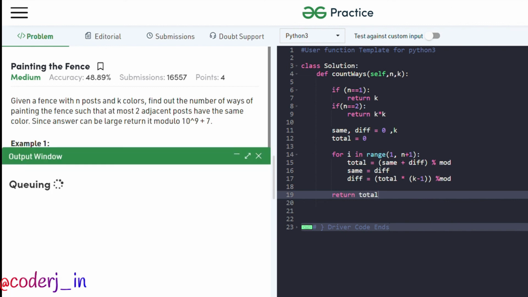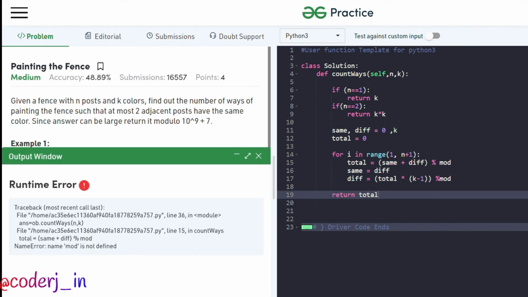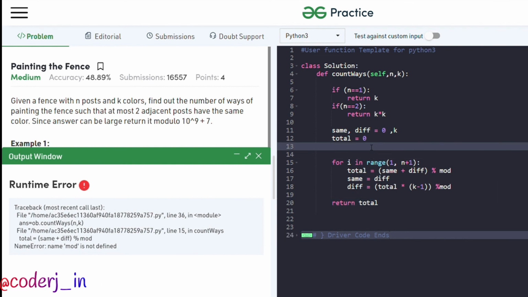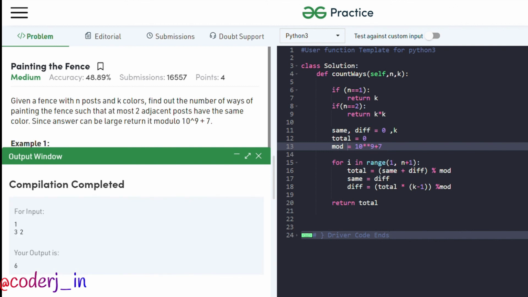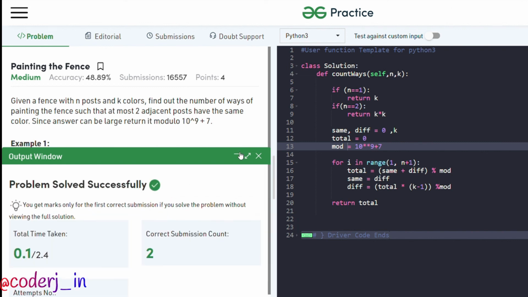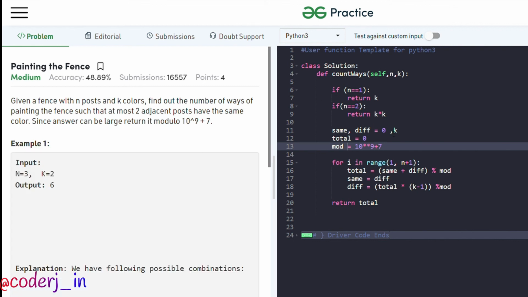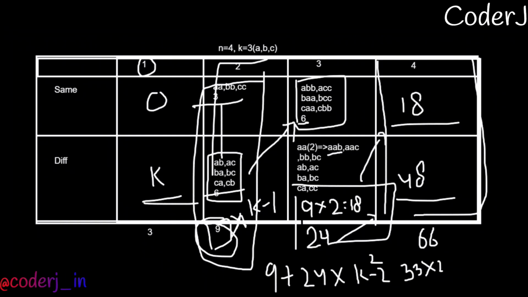Let's compile and run it. Mod is not defined. Okay, and we're done here. Yeah, 6, correct. Let's submit that again. So this is our space optimized approach. Here we literally just wrote the process, the thought we analyzed, and then we simply wrote that.